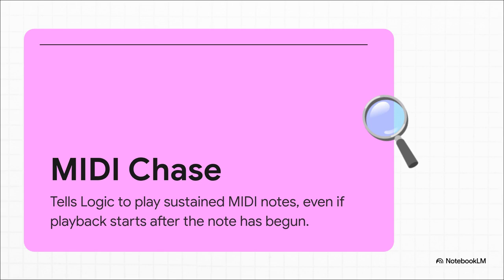It's a little setting called MIDI Chase. You just dive into your project settings, find the MIDI tab, and tick the box next to notes. That's it. You've just told Logic to look back whenever you hit play and see if any notes are supposed to be ringing out. Turn it on once per project, and that problem is gone forever.